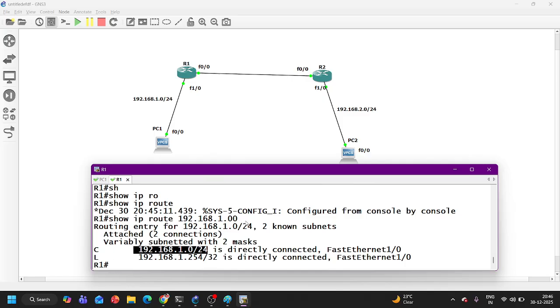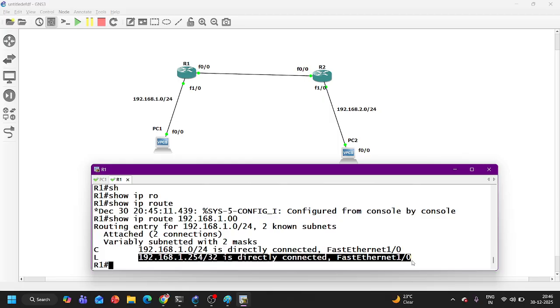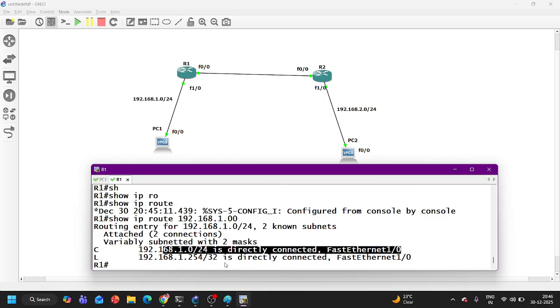24 bits. So we can check this. This subnet, C, means directly connected, is directly connected on FastEthernet 1/0. And how will you identify the difference between these two? One difference is /32. It is local.